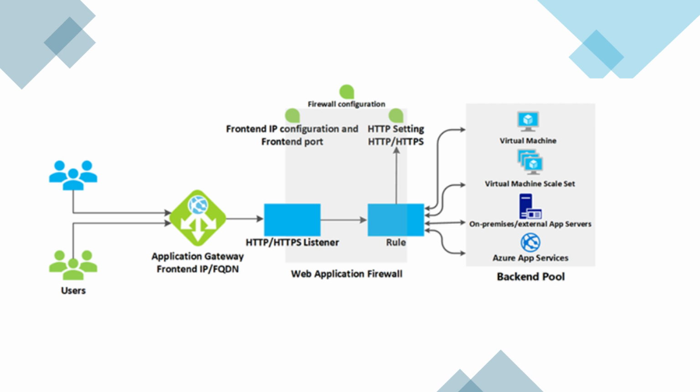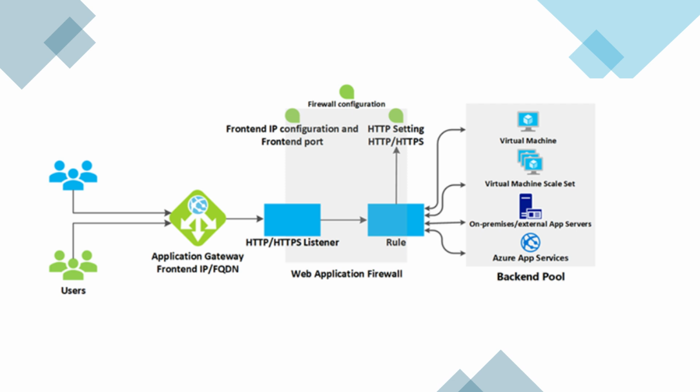Before traffic even hits your listener, you can place a web application firewall in front. WAF scans for threats like SQL injection, XSS, command injection, and more using the OWASP core rule sets. You can choose which CRS version to use, like 3.2 or 3.1, customize which rules are active, and even limit message size to avoid overwhelming your backend.